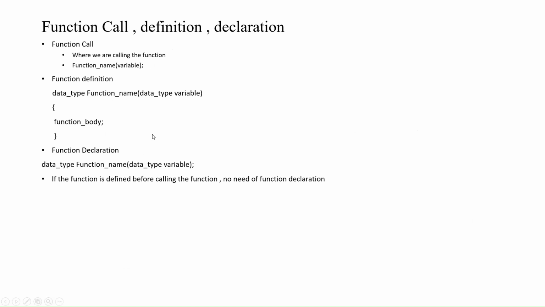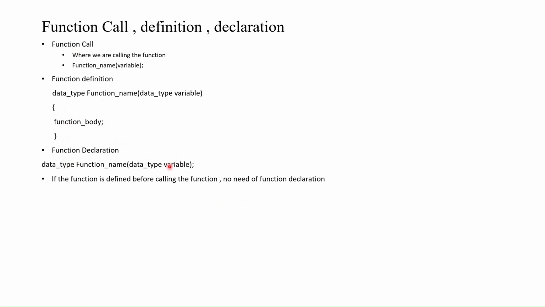Before starting the lecture, let's try to understand what a function call is. A function call is where you are actually calling the function. Function definition is where you are defining the function, where the execution, or the function body, is given. And then we have function declaration, where you define the data type, is it a void, then the function name, and then the data type of the argument and the variable name.